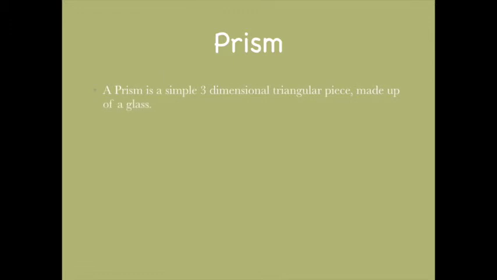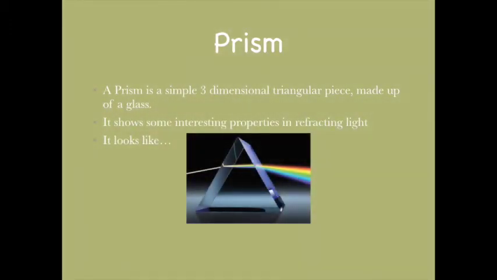Now, coming to an interesting part, a new piece known as prism. A prism is a simple three-dimensional triangular piece made up of glass. It has some interesting properties. This is how it looks. To describe it, it has five plane surfaces, three on its sides, and the other two are its front and the back surface.